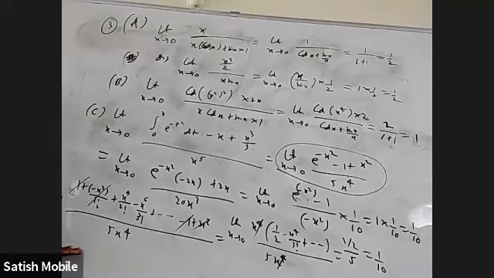Okay, if you finish this, try the debit, which is very easy. I think that is also 0 by 0 form. You can use L'Hospital rule.